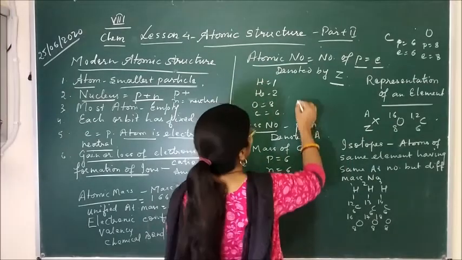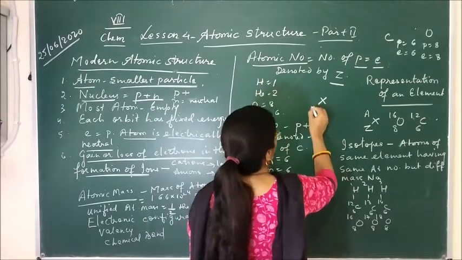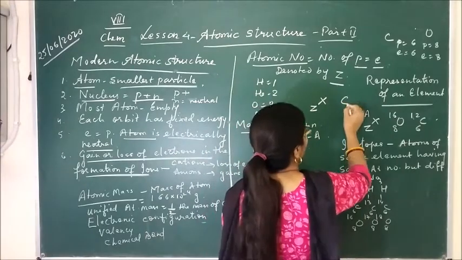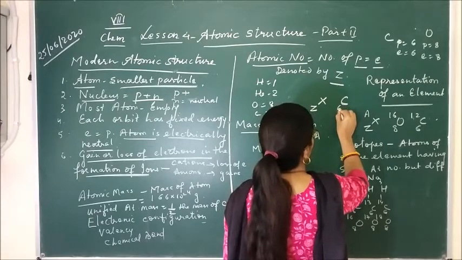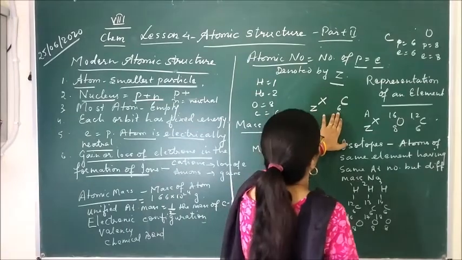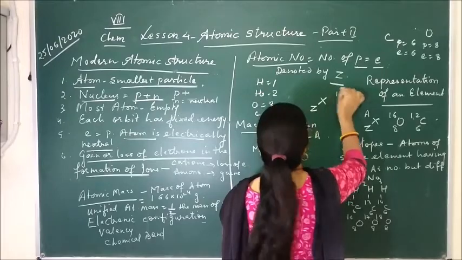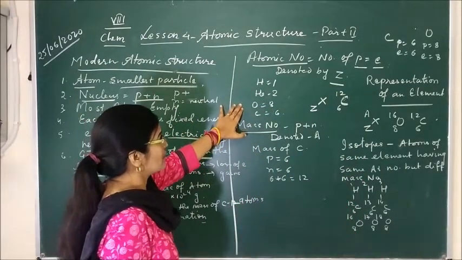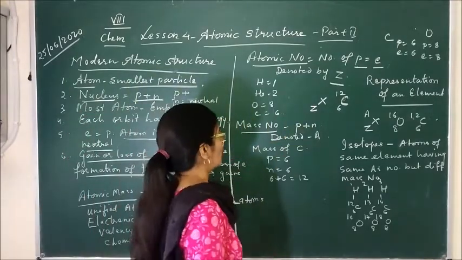Whenever we write the atomic number of an element, suppose X is the element, the atomic number is always written at the bottom side like this. Like carbon is symbolized by the letter C, and its atomic number is 6, so 6 is written at the bottom. The atomic number, which is denoted by Z, will be written at the bottom, and the mass number is written on the top. So carbon has the mass number 12, so 12 will be written on the top. In the same way, all the elements have a definite atomic number, and in the periodic table the elements are arranged according to the atomic number.